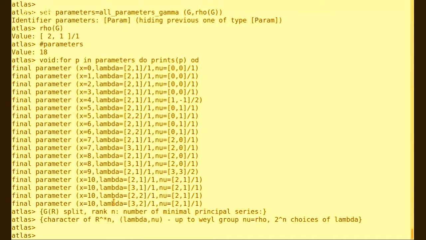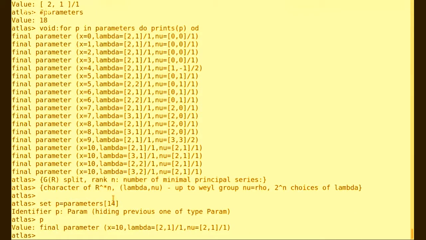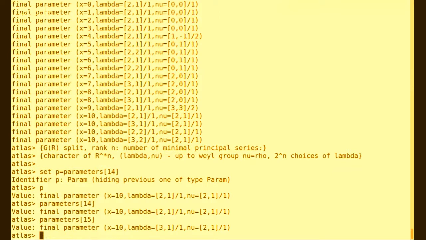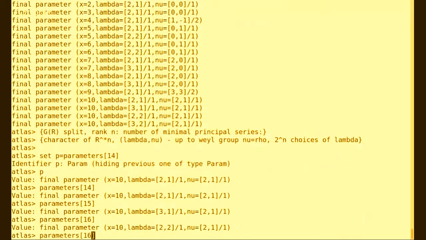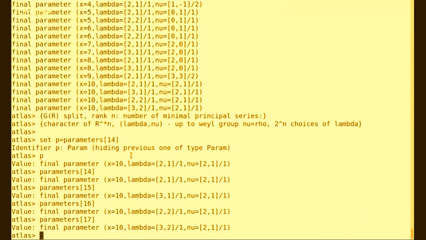Oh yeah, so I'm doing SP4. So let's see, what do I want to do? I want to say set P is parameters bracket 14, I guess. So let's look at parameters 14, 15, 16, and 17. Okay.